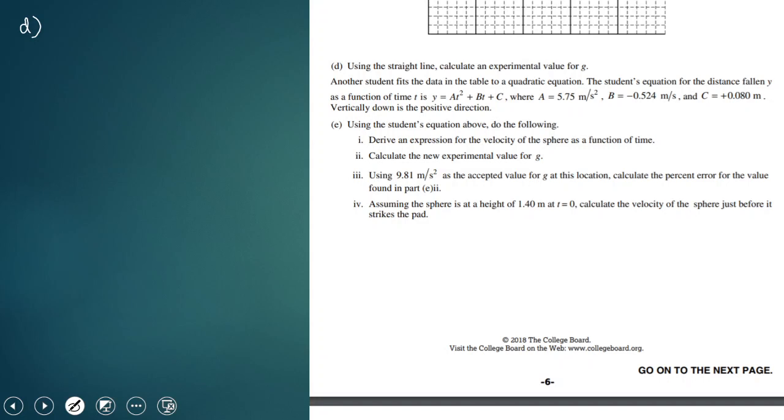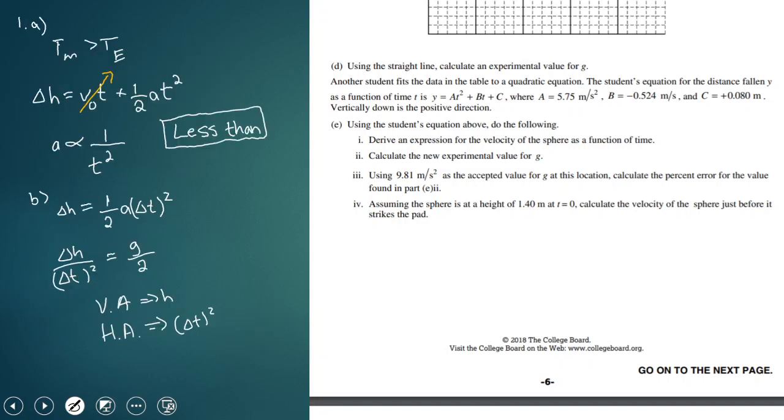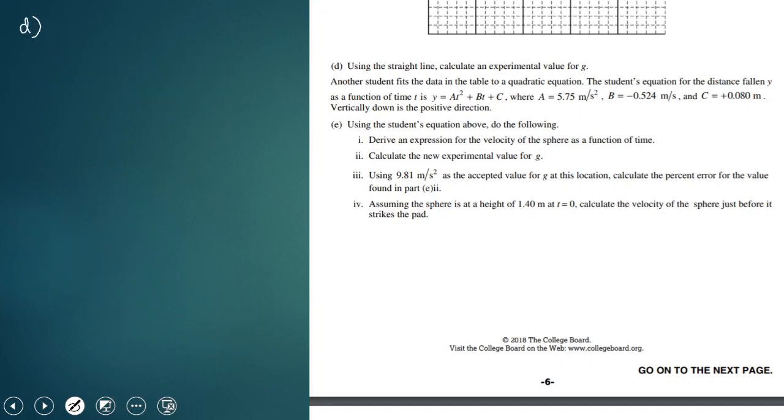So if you remember our equation over here, we said that delta H over delta T squared, which is a slope, is equal to G over 2. And so remember that we would need to multiply the slope that we get by 2 in order to get our actual value of G. And so G is equal to 2 times our slope, which is equal to 2 times.